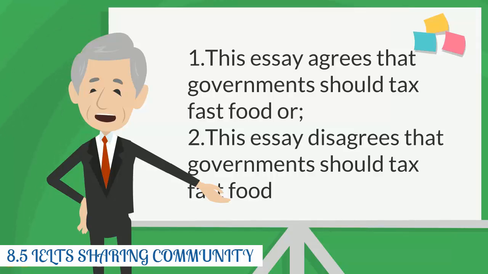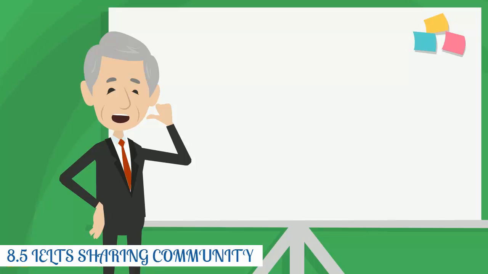So for this essay you can say either, 1. This essay agrees that governments should tax fast food, or 2. This essay disagrees that governments should tax fast food. I think I will have more ideas for A, so I'm choosing this one. Always choose the one that you feel comfortable writing about even if you don't personally feel that way. There are no points for writing about how you feel, you just want to impress the examiner.